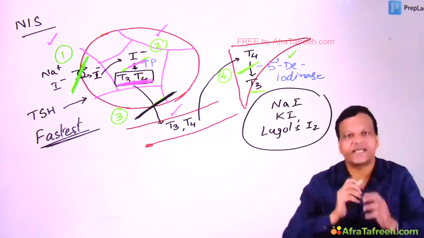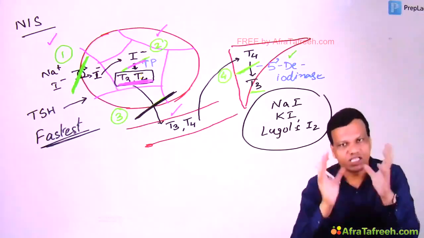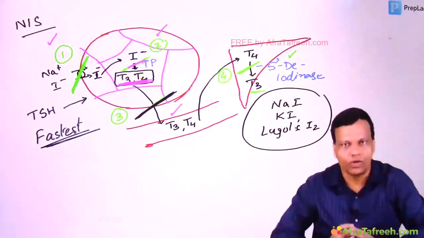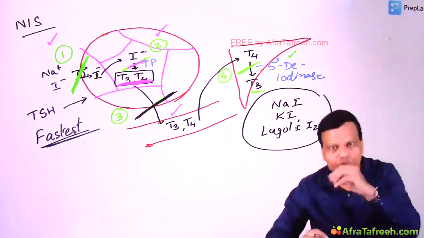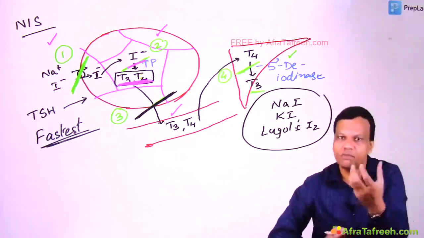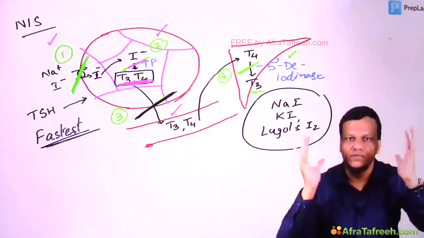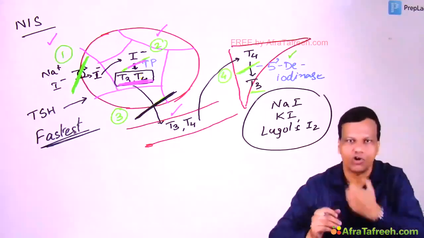So fastest acting anti-thyroid drugs are secretion inhibitors: iodide, sodium iodide, potassium iodide, Lugol's iodine. Okay. Another use of these drugs is they are given before surgery, pre-operatively. So a person has a large goiter, and we want to operate and remove the thyroid gland.